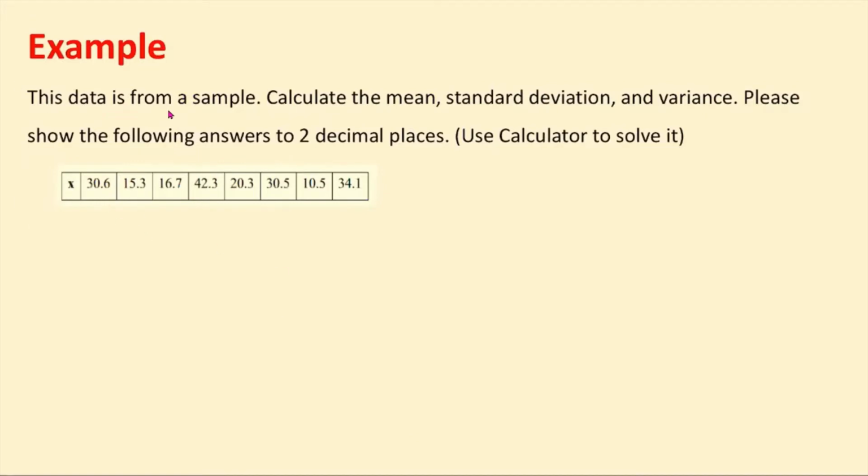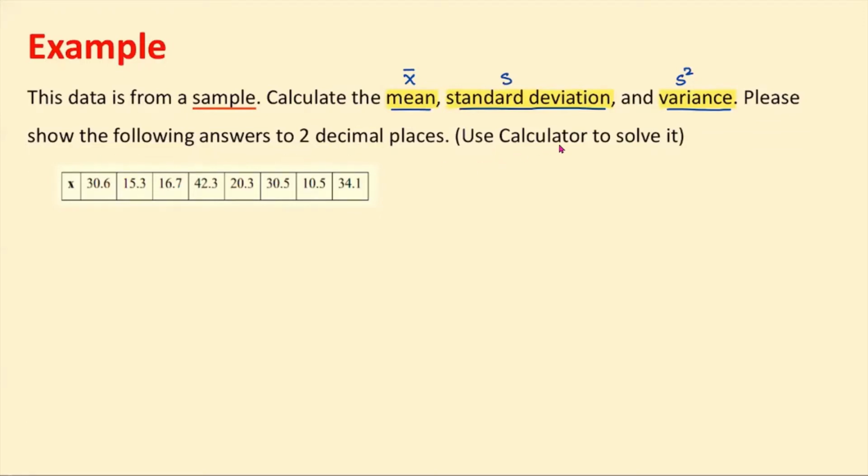So here is the one. The data is from a sample. Calculate the mean, standard deviation, and variance. Clearly it is said the data is from a sample. So that means mean is the sample mean, X bar, standard deviation is the sample standard deviation, S, and variance is the square of the standard deviation, so that is S squared. And here we are asked to give the answer to 2 decimal places.